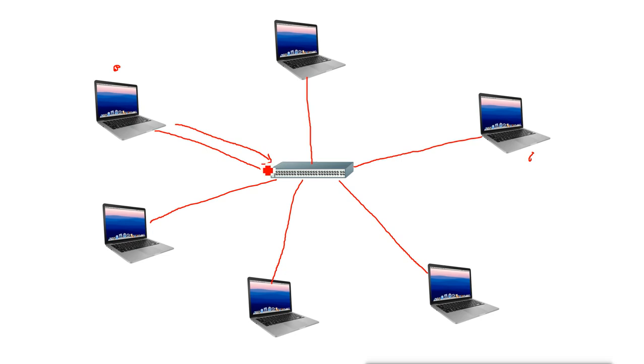Now what will the hub do? The hub will just broadcast the data to every port except the port where the data comes from. So it leaves that port and then it will send the data to every other port. It will send here also, it will send here also, then it will send here also. That means every device will get the data.